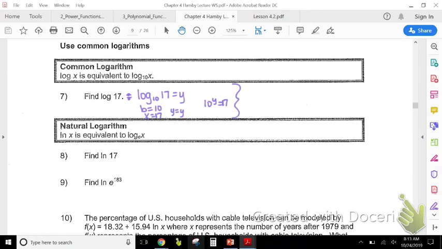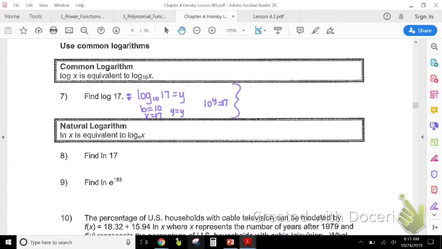So make sure you have your calculator out. And if you look at it, down on the bottom left, where the on button is, right above it, you should have a log button and you should have an LN button. What does LN stand for? Do you remember? It's the natural log. That's what we're going to talk about next, okay?